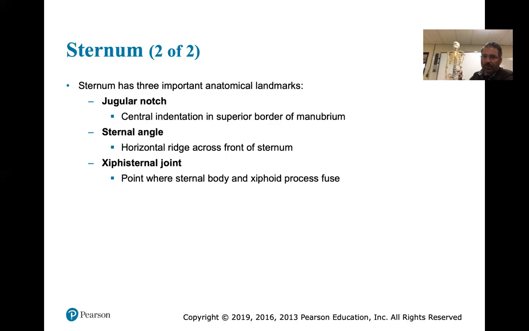Jugular notch. Sternal angle. Actually, you can see those. If you guys remember what those were called, talking about in the skull. Sutures, remember? All right, and there's the xiphosternal joint.